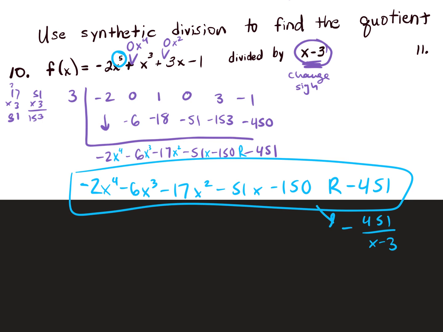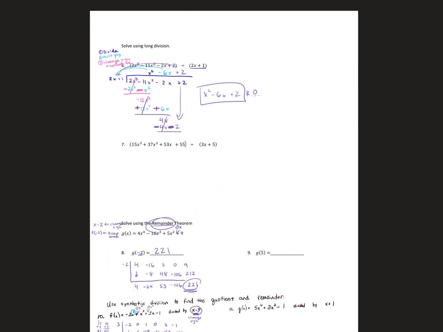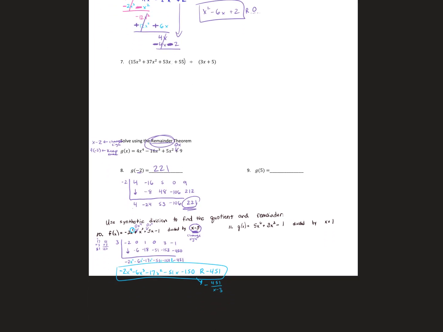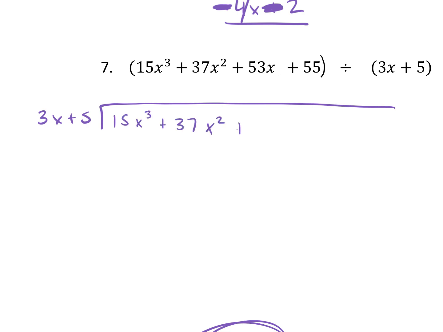So it's not really a formula, but something that you've got to know. If it says on the test divide using long division, you have to use long division. 3x plus 5 is going to go on the outside. Am I missing any terms that we put on the inside? No. So 15x to the 3rd power plus 37x squared plus 53x plus 55.